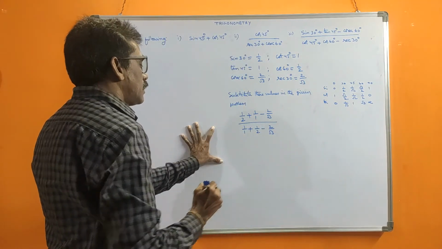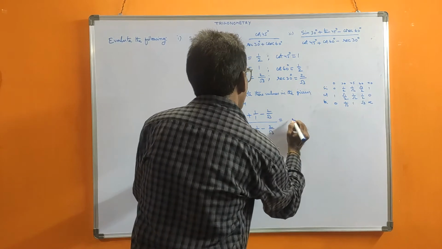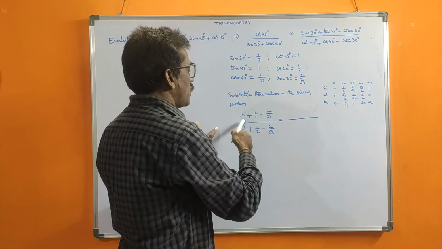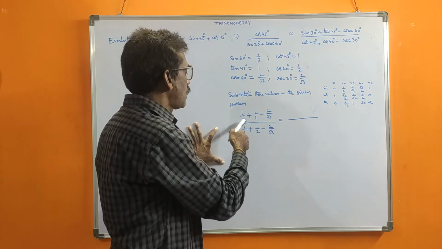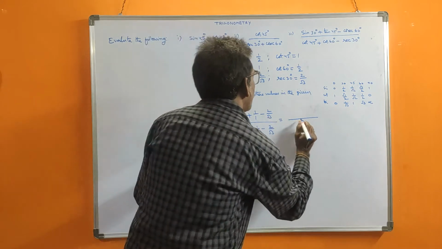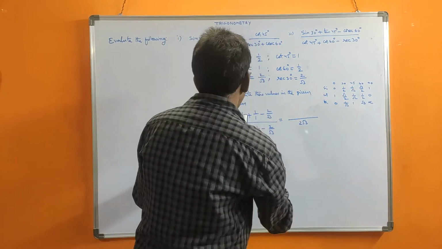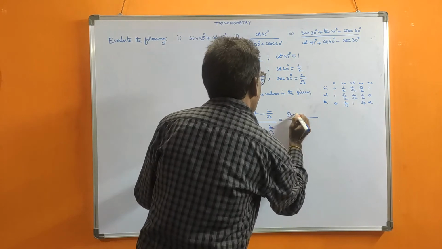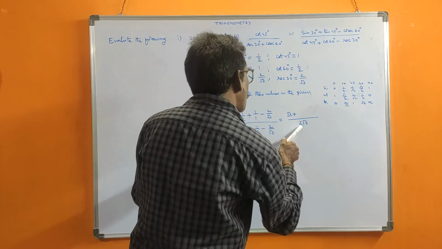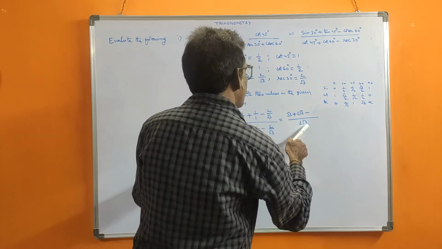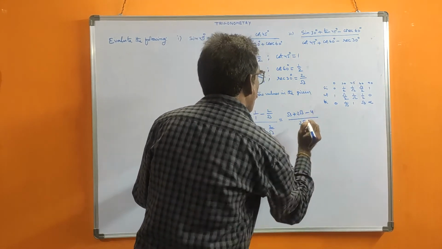Okay, now what to do? LCM. For numbers with no common factors, you multiply all the numbers, that is the LCM. 2 ones are 2, 2 into root 3, so 2 root 3 is the LCM. Now 2 in this 2 cancel, root 3 into 1 is root 3, plus 1 in this 2 root 3 times 2 root 3 into 1 is 2 root 3. Now minus root 3 cancel, 2 2s are 4.